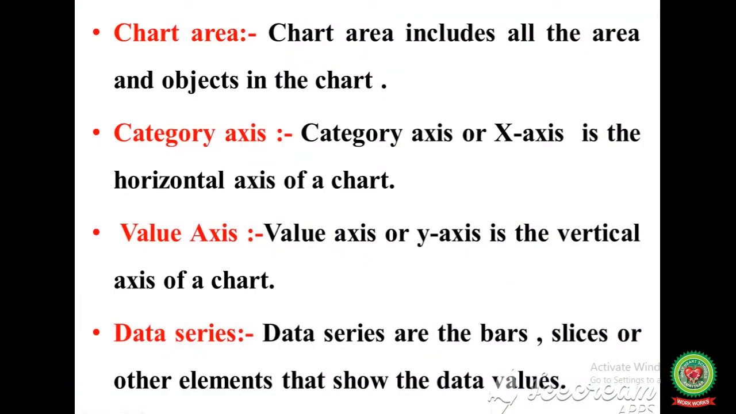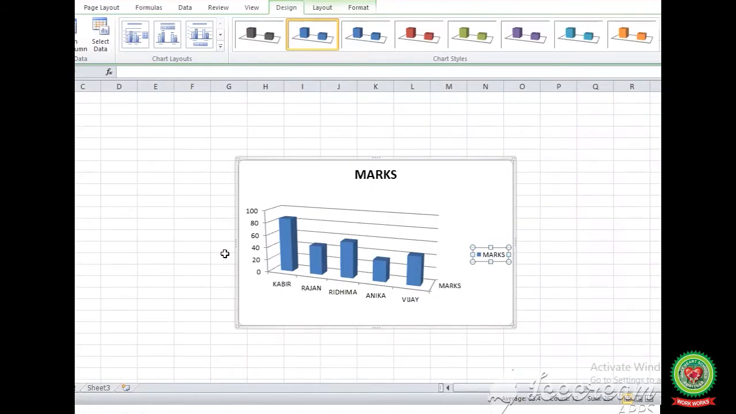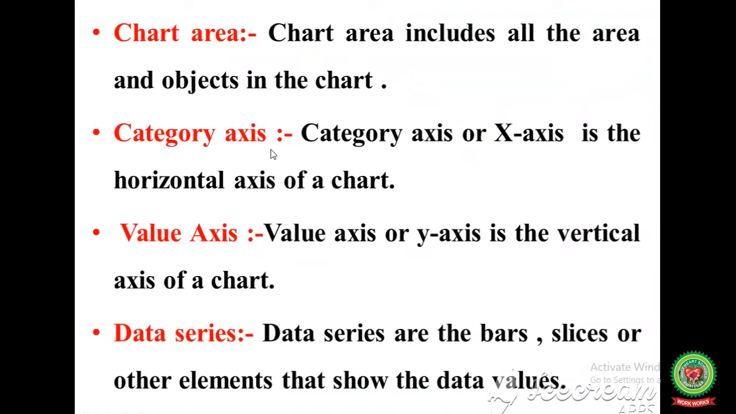Next component is value axis. Now you can see in this chart, this vertical line is called value axis or y-axis. So what are the axes? Category axis or x-axis is the horizontal axis of a chart, and value axis or y-axis is the vertical axis of the chart.